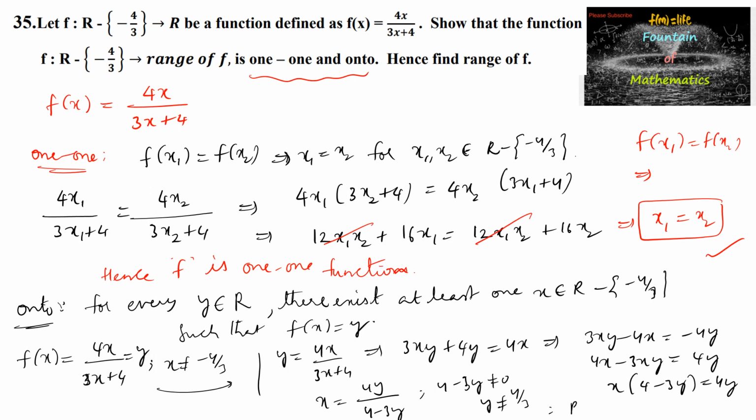So we can say that the range must be all the real numbers except 4 by 3. So the range of the function can be taken as R minus of 4 by 3 for the function to be f is 1 to 1 and onto. So here we can consider for x is not equal to minus 4 by 3, y is also not equal to 4 by 3. So the range is R minus of 4 by 3. Function is 1 to 1 and onto.